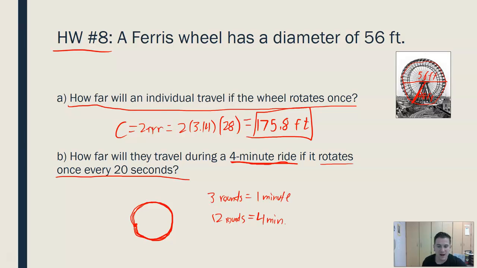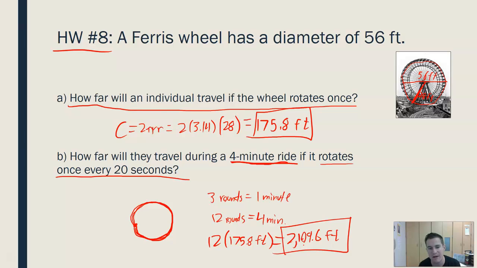Well, how far will I have traveled in 12 rounds? Well, that's just 12 circumferences. So 12 times this distance right here, 175.8 feet. 12 circumferences, or 12 times 175.8, is 2,109.6 feet. Geez, that's like half a mile almost that you'll travel in 4 minutes just going around this Ferris wheel 12 times. Okay, so those are kind of reflections on circumference problems.